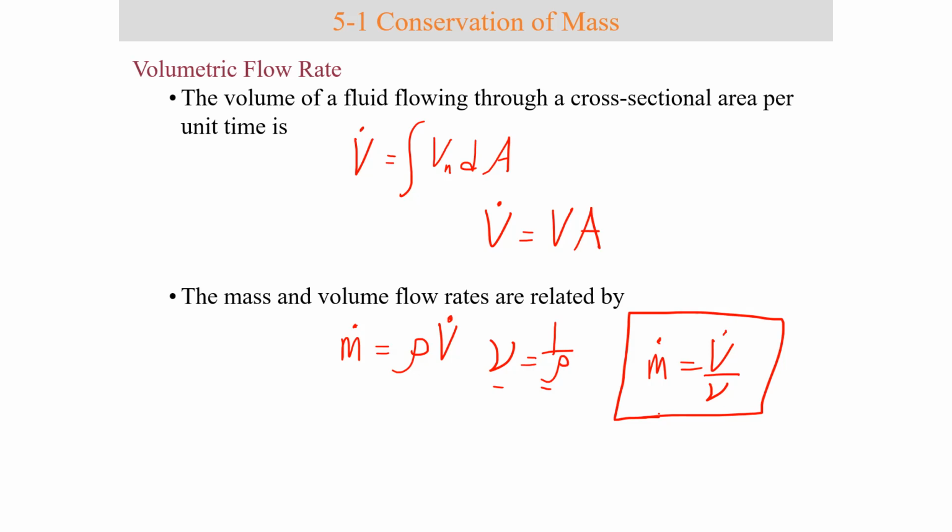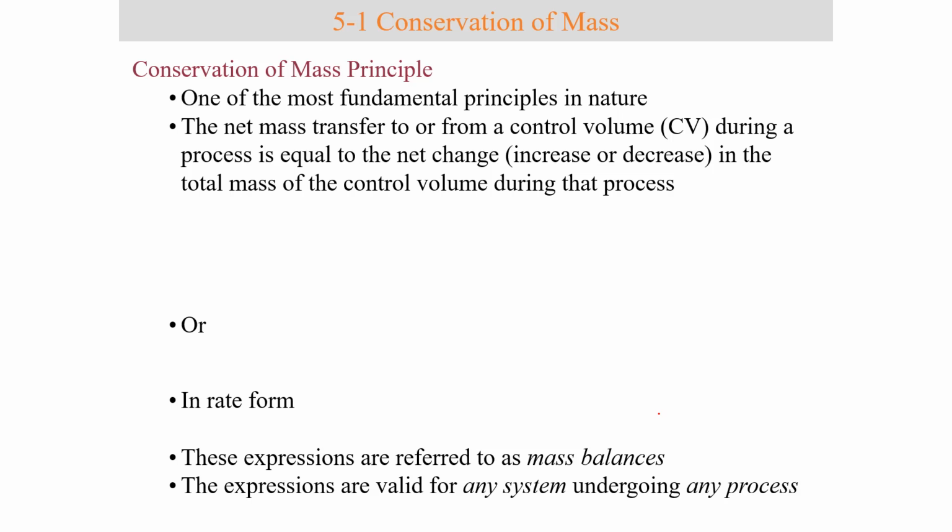So, what are we getting to with this? We're going to lay out the conservation of mass principle. It is one of the most fundamental principles in nature. The conservation of mass principle reads the following: the net mass transfer to or from a control volume during a process is equal to the net change in the total mass. So here it is.